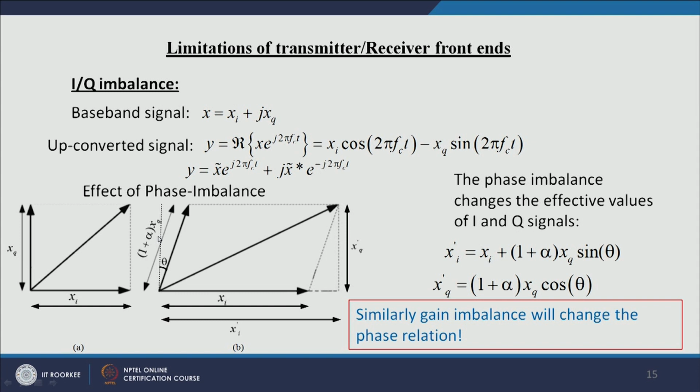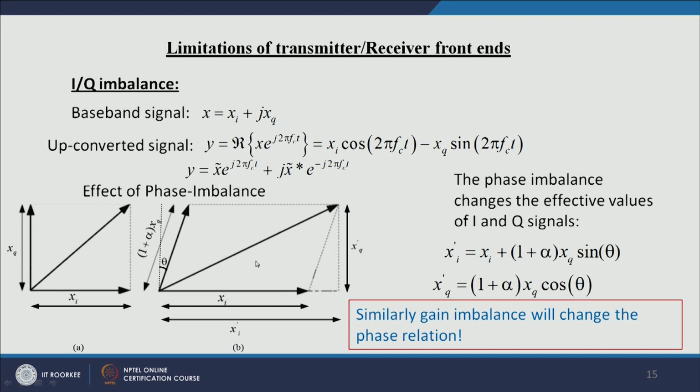What will happen because of that? Even if we do not have the gain imbalance, this theta component, when it falls on the original y axis, will have an xq cos theta component, which is equivalent to the new xq dash, and an xq sin theta component will be added to the actual xi. So, the in-phase component is also changing, and it will eventually change its gain. Similarly, even if the phase is 90 degrees and the gain imbalance is there, it will change the phase because the vector location will change.